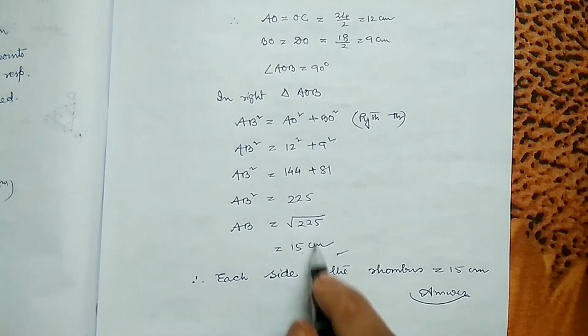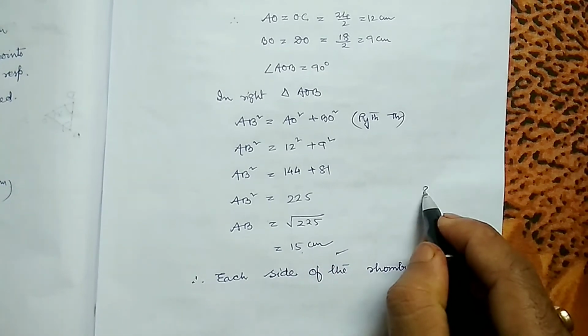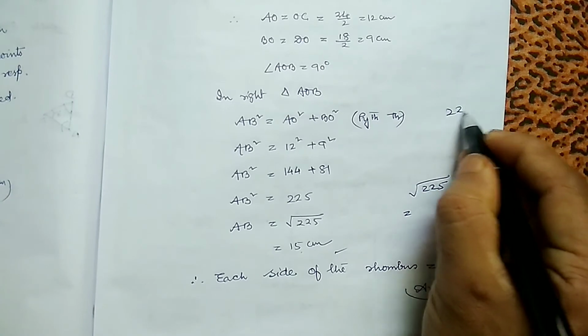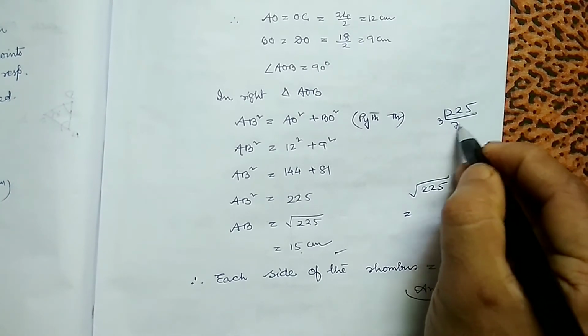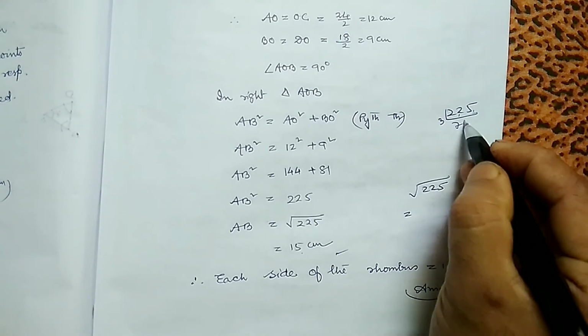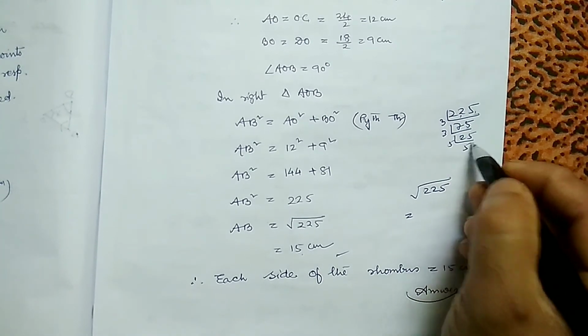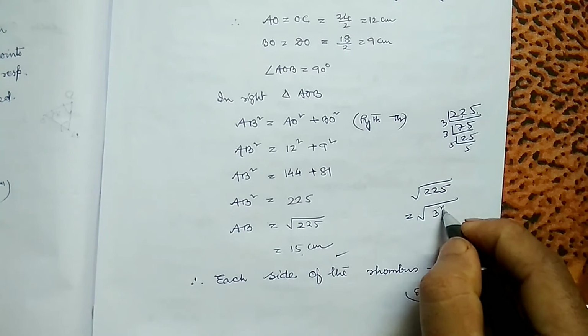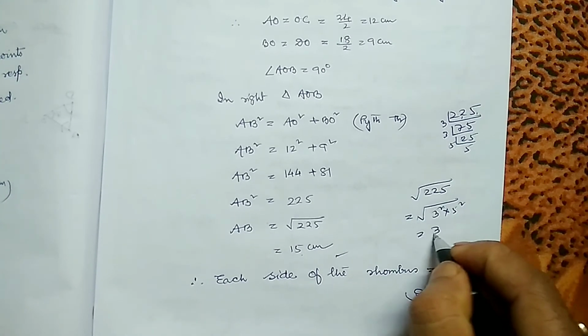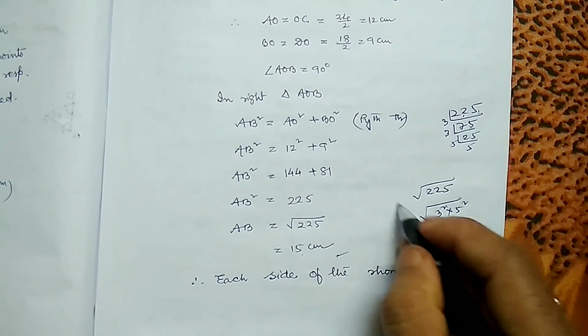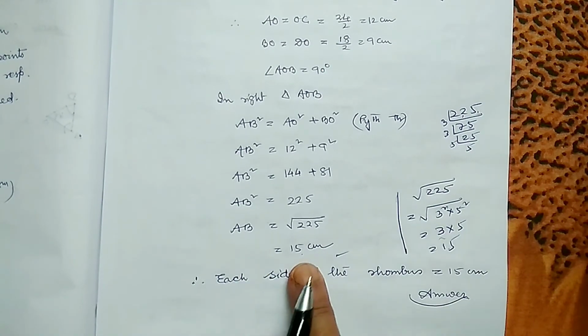If you don't remember the square root of 225, you can do it this way. Just prime factorize 225. With 3: 3 7s are 21, 15. 3 5s are 15. With 3 again, 25. With 5, 5 5s are 25. So you can write 3 square into 5 square. That means 3 into 5, which is 15. Instead of doing it directly, you can do it this way also. So AB we got 15.